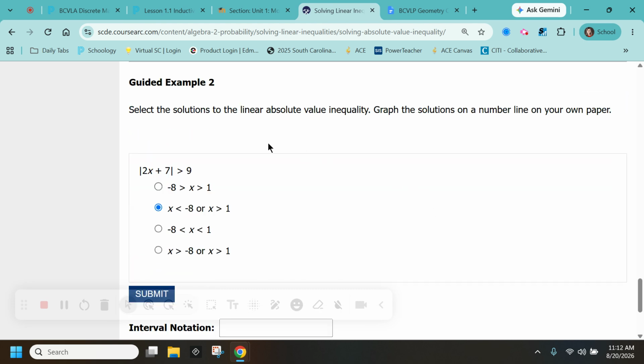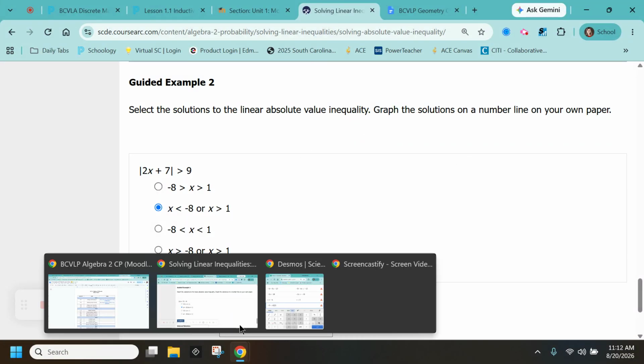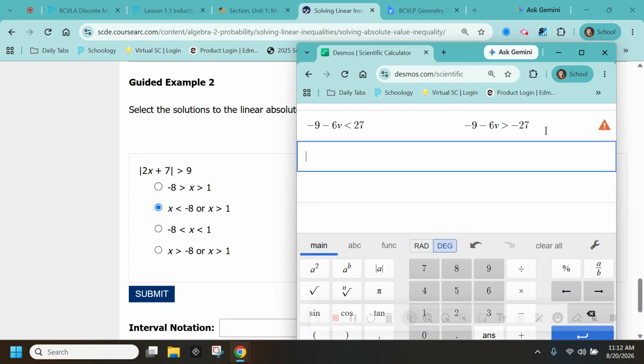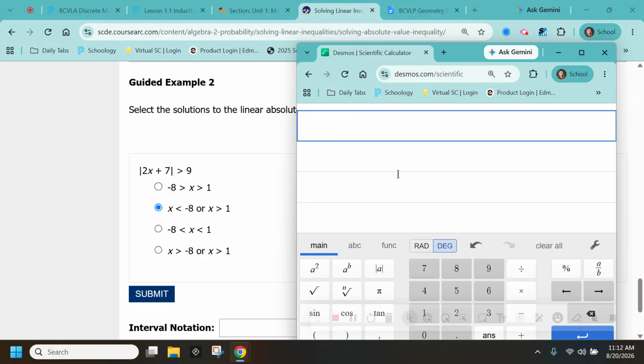Guided example 2. So select the solutions to the linear absolute value inequality. I'll get there. And so we are going to write this as 2x plus 7 greater than 9, and 2x plus 7 less than -9.